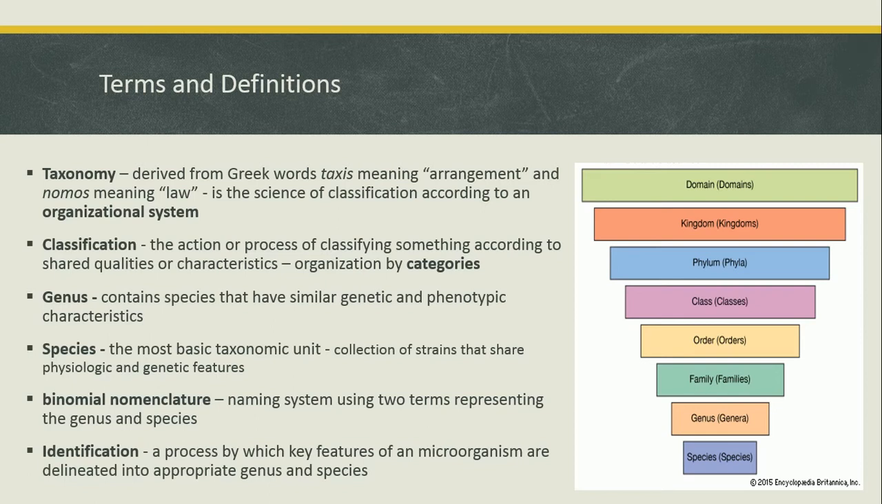Your genus is the category that has similar genetic and phenotypic characteristics. Your species is then your most basic taxonomic unit, and this is also a collection of strains that share physiologic and genetic features. Binomial nomenclature is the naming system that we use that represents the genus and species. Identification is the process by which we identify an organism based on its key features into the appropriate genus and species.